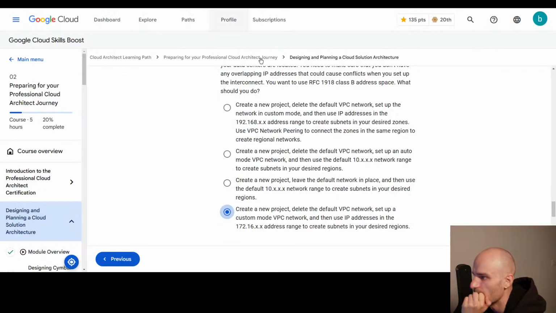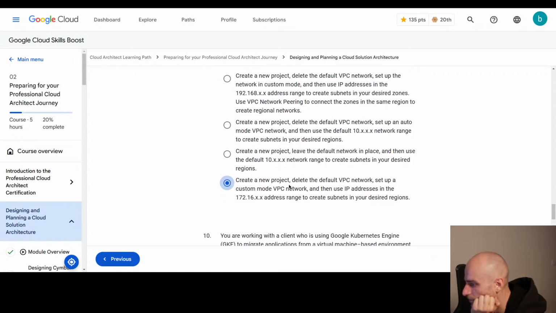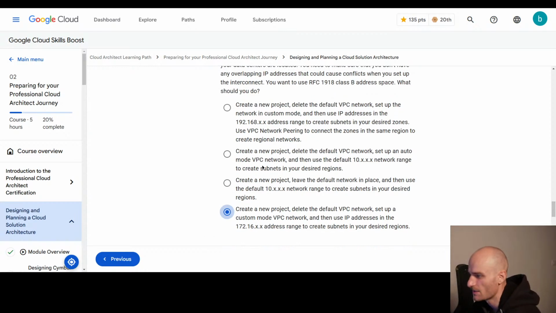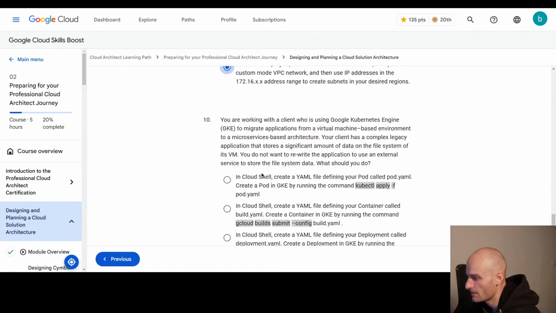Okay, yeah, so this is class B. Looks like it's this one basically, because I have the other excluded based on their class of address.